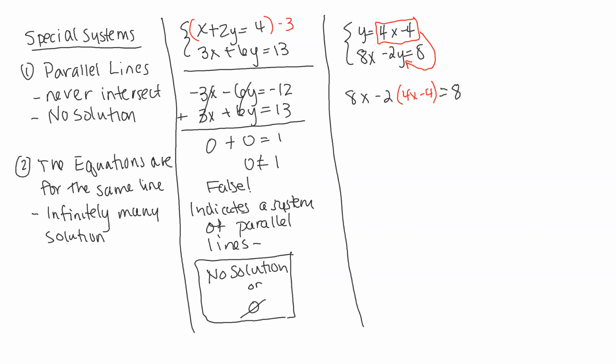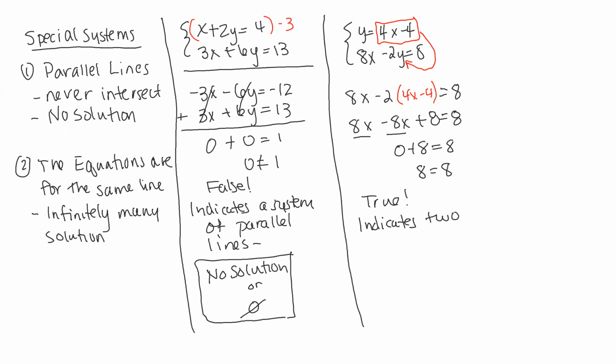So then I distribute and solve, I get 8x minus 8x plus 8 equals 8. Well, if I look on the left-hand side, 8x minus 8x is just 0x when I combine like terms. So I get 0 plus 8 equals 8. Well, 0 plus 8 is 8. So 8 equals 8. This is true. So this indicates two equations, same line. We have infinitely many solutions.